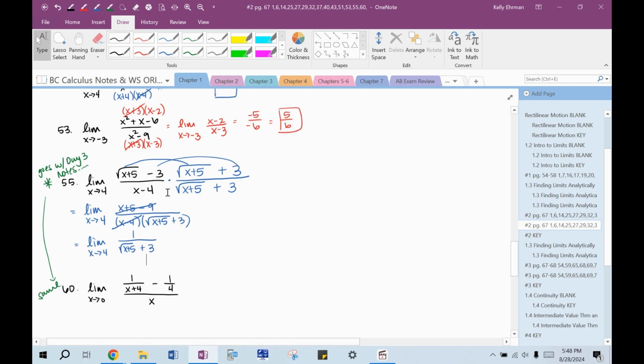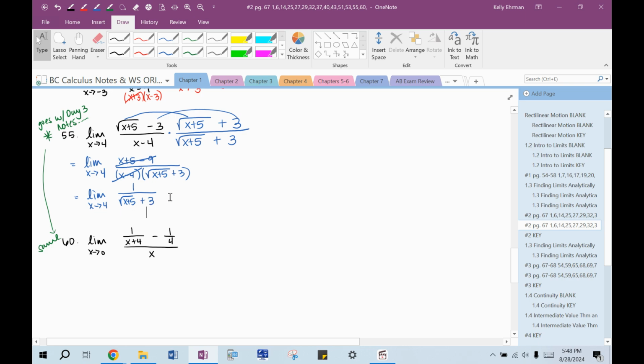Okay, so what have I done? Well, it kind of looks like I just got the radical out of the numerator and got it in the denominator, but try a direct substitution again. And if you plug in 4, you don't get a 0 over 0 outcome. You get the square root of 1 over the square root of 9, which is 3, plus the other 3. So you get 1/6.